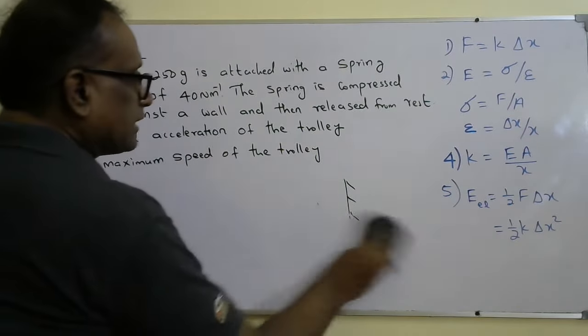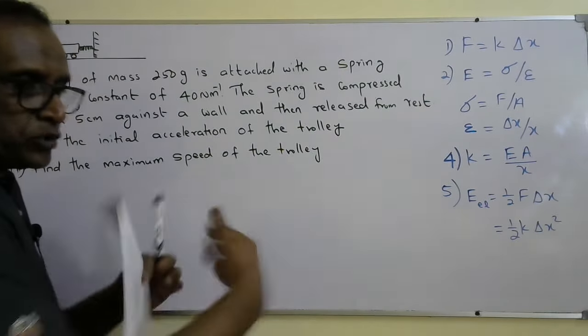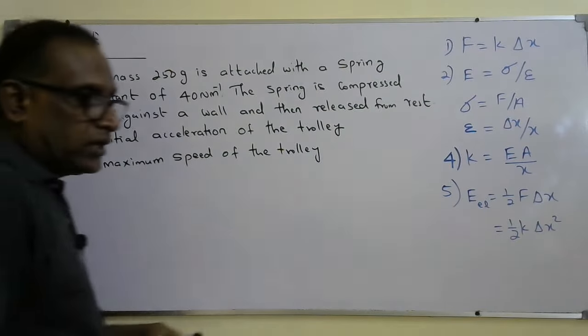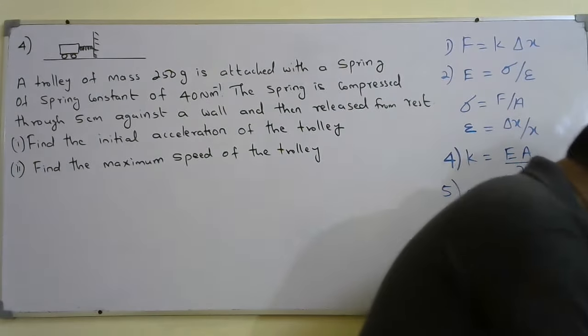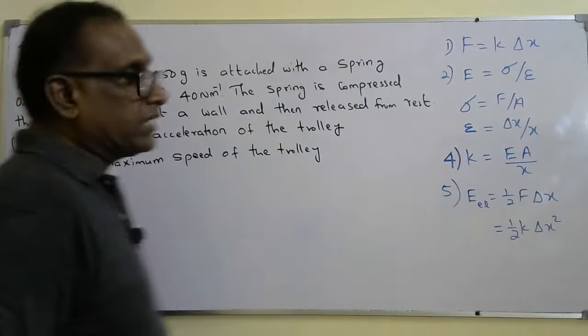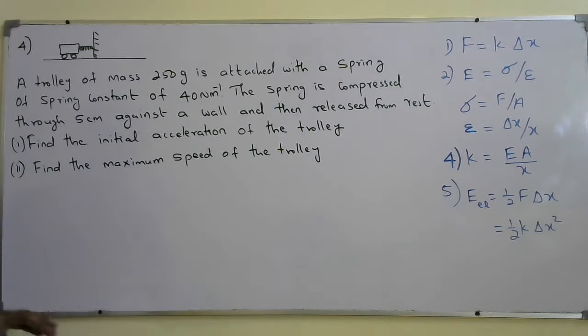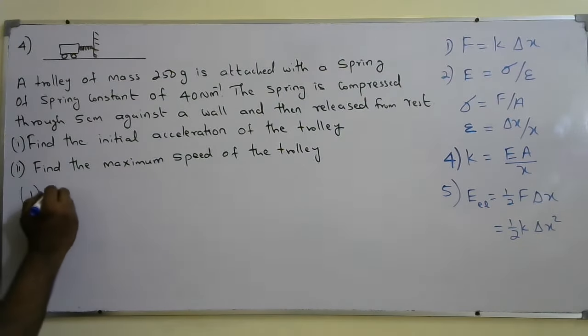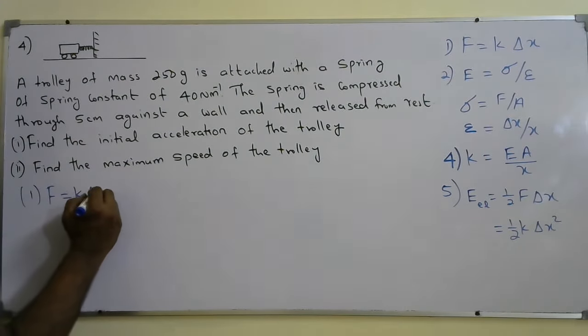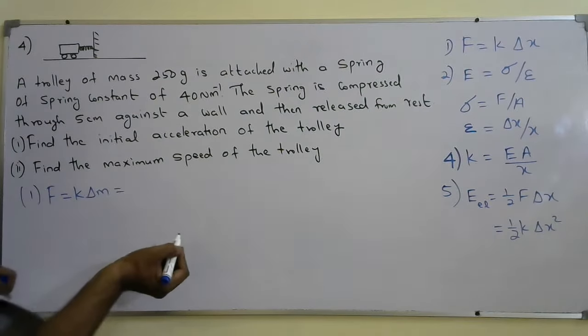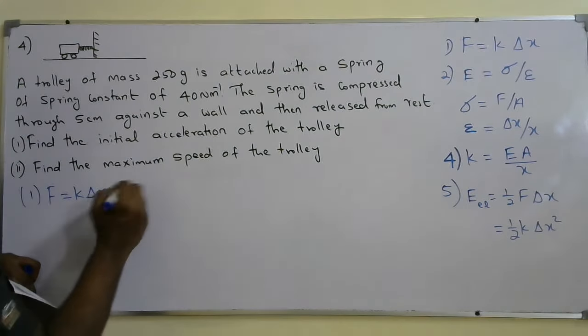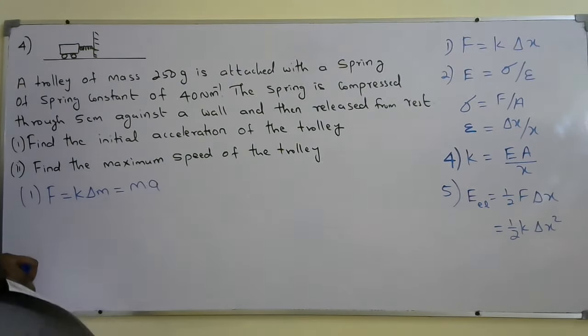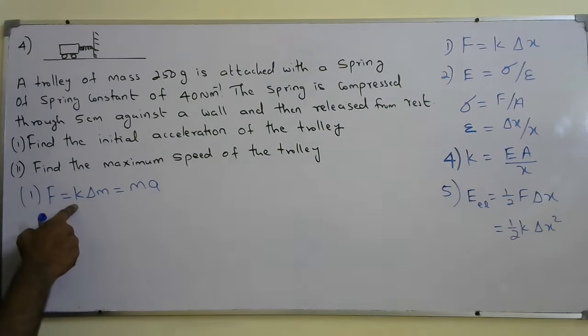So the first part is to find the initial acceleration of the trolley. When it is released, at that moment, what is the force acting on the spring? First part, F equals K delta X is equal to, according to Newton's second law, F equals ma. So that will give the initial acceleration. K we know is 40, into delta X is 5 centimeter, 5 into 10 to the power minus 2.